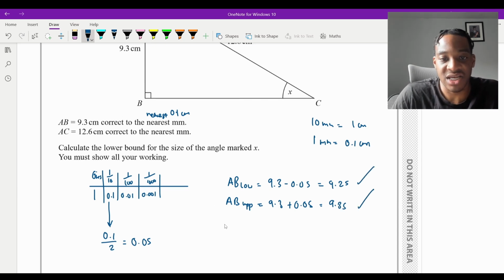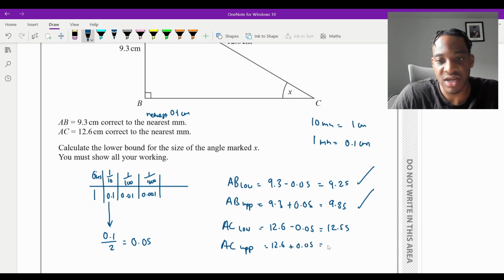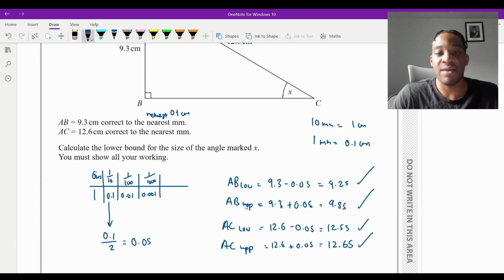We can do the exact same thing for AC. So I'll just do it here. AC, again, it's correct to the nearest millimeter, which is going to be the exact same thing we've just done. So I'm going to say AC low is going to be the original, which is 12.6, minus 0.05. This is going to be 12.55. And then the AC upper, we're going to add it instead. 12.6 plus 0.05 is going to give me 12.65. So now we've got our upper and lower bounds for AB and AC.